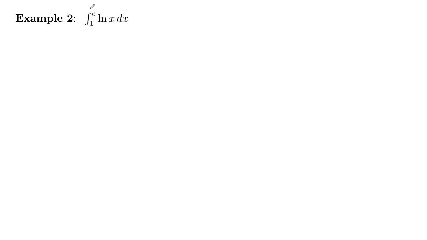So let's look at an example here using integration by parts on a definite integral. We want to integrate from 1 to e ln of x dx. So we first need to pick our u and our dv. And remember, you want to pick u so it has a simpler derivative and dv so it's easy to integrate.